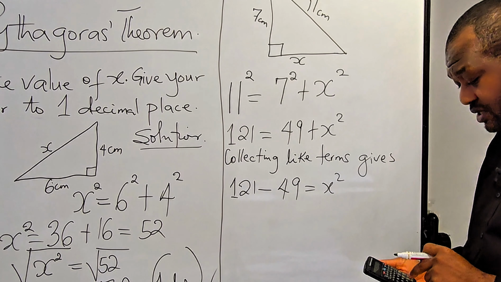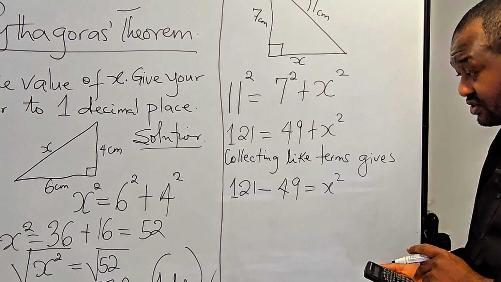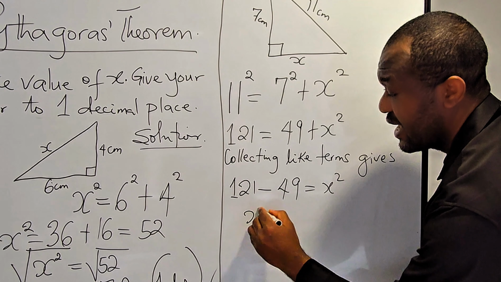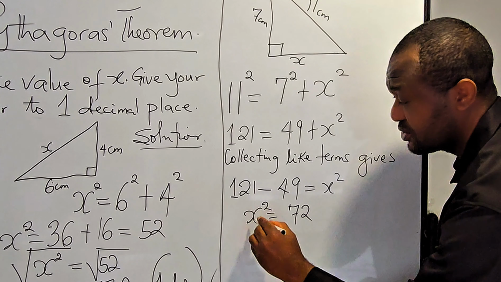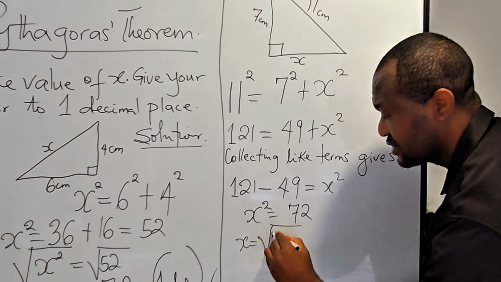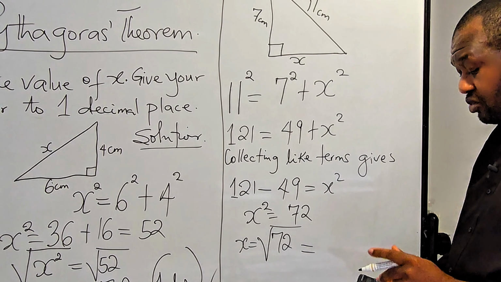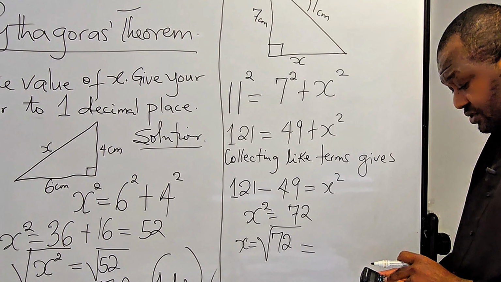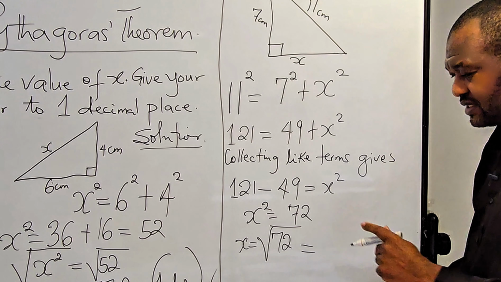So let's do that subtraction. 121 minus 49 gives us 72. x squared is equal to 72. So how do you get x? x is to take the square root of 72. This is supposed to give 8 point thereabout. So square root of 72 gives you 8.48.